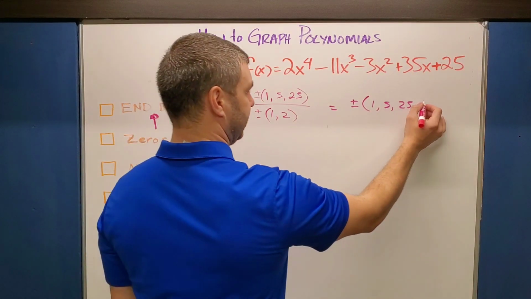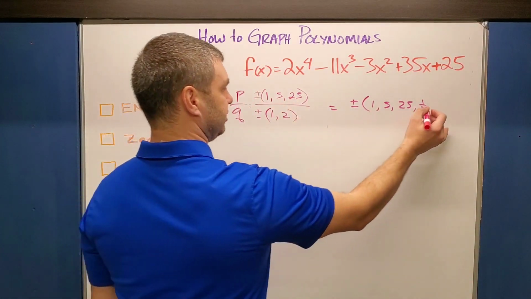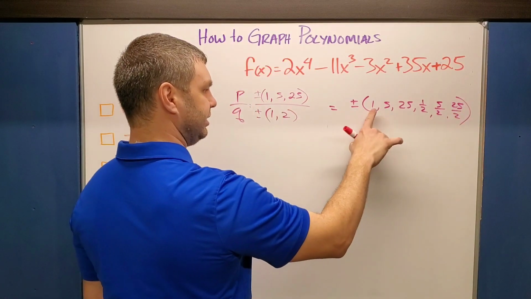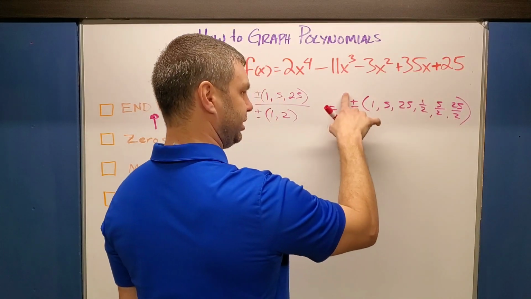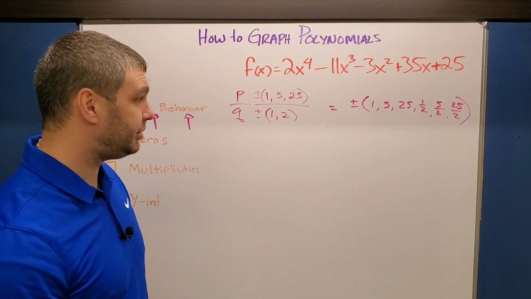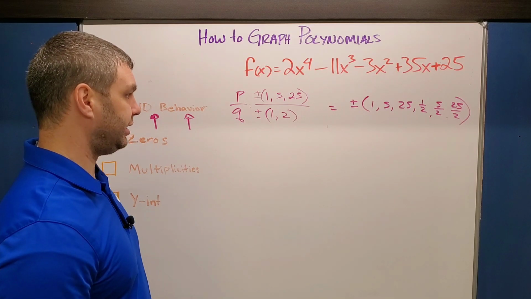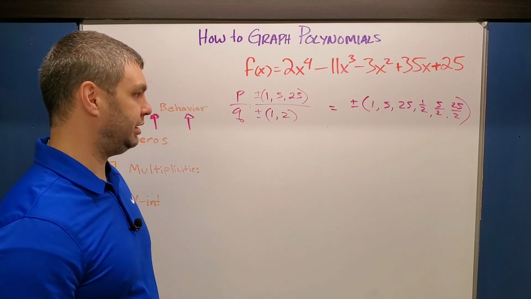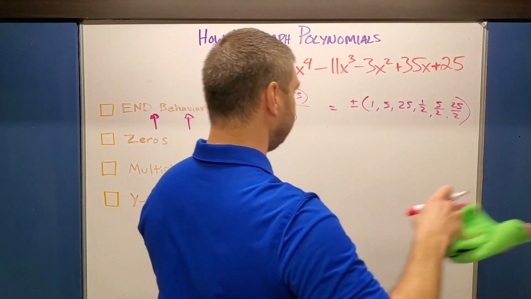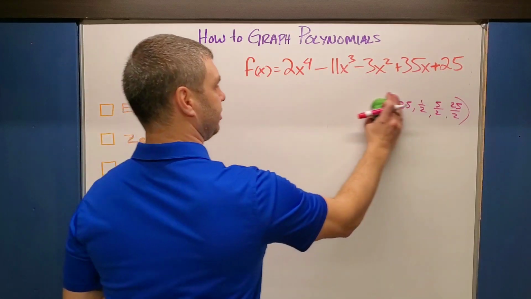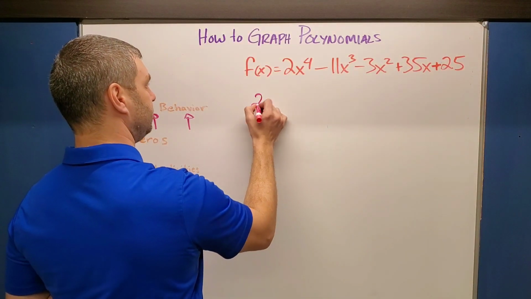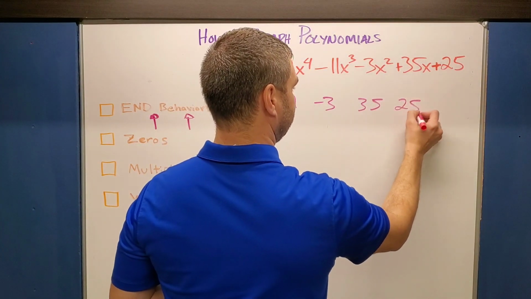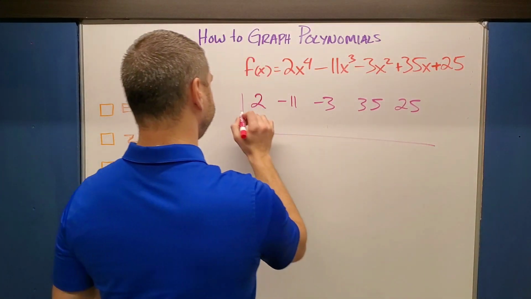So 1 over 2 is 1/2. 5 over 2 is 5 halves. And then 25 halves. So it's plus or minus these 1, 2, 3, 4, 5, 6, but plus and minus, so it's really 12 possibilities there as to where those could potentially cross. Again, we'll just start with 1, then we'll try -1, 5, -5, and so on until we find something that works. Okay, so let me get this erased for us, and then I'll put up our coefficients of 2, -11, -3, 35, and 25. We'll start with 1.